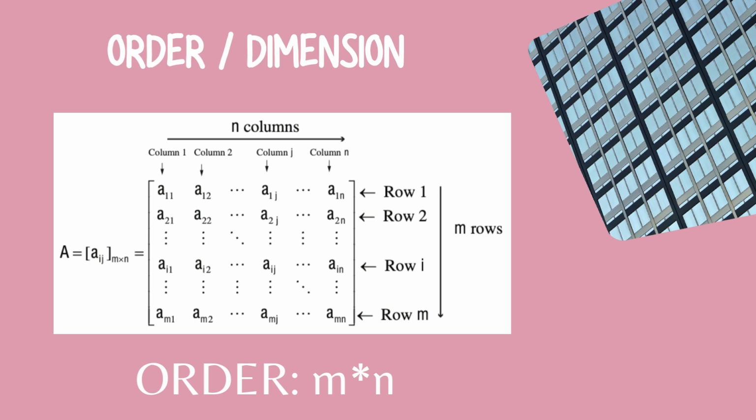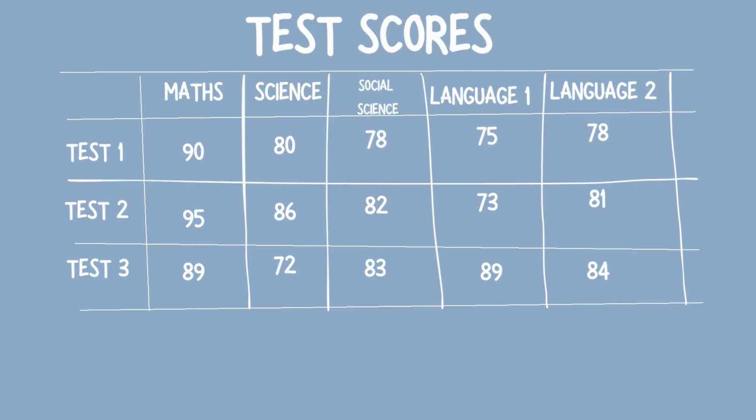So if a matrix A has m rows and n columns, then the order or size or dimension of the matrix A is defined as m by n, and it is written as m cross n. So when you read it, you have to read it as m by n. M refers to the number of rows in the given matrix, and n refers to the number of columns in the given matrix. So in order to get a better grip of this, let us consider a simple example here.